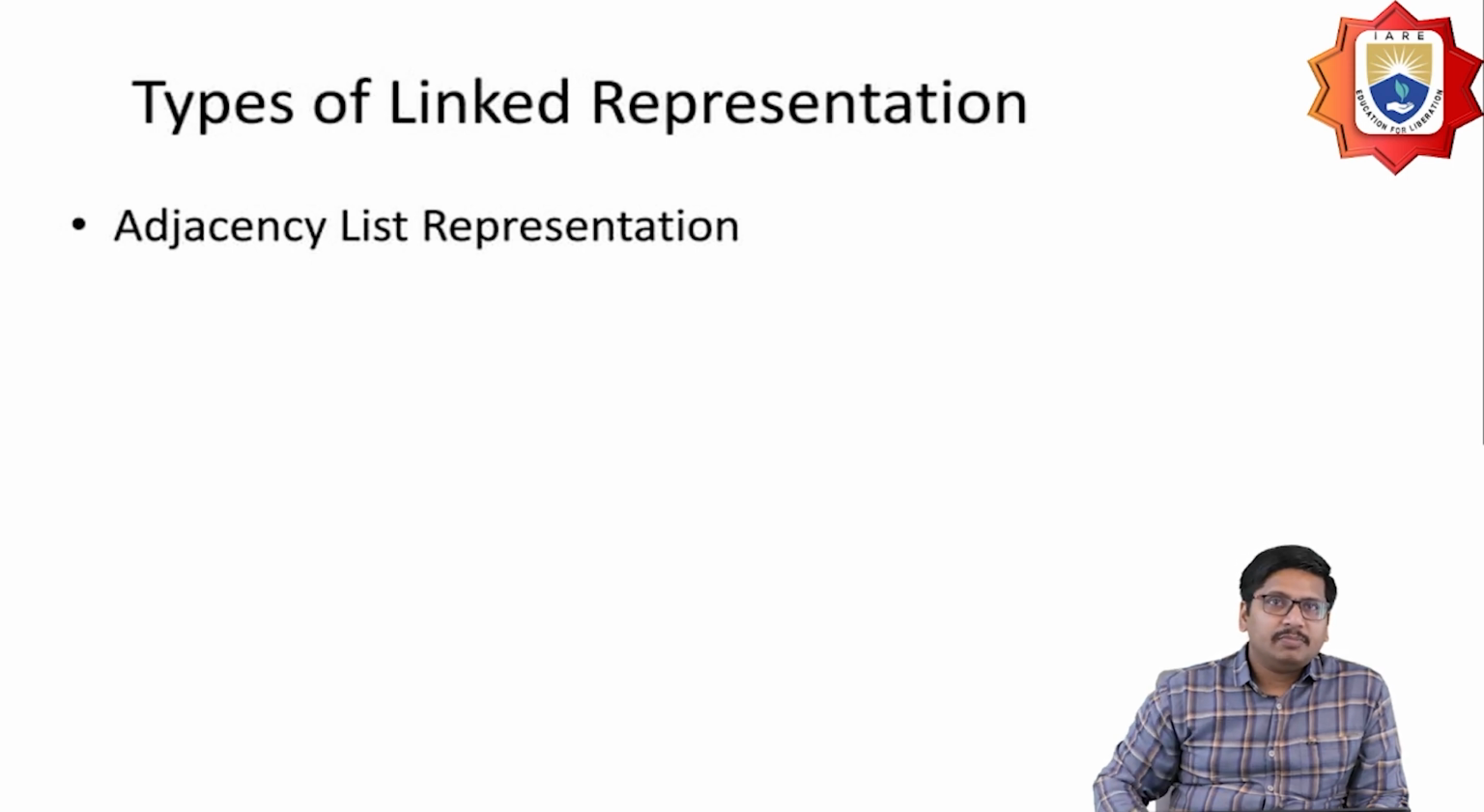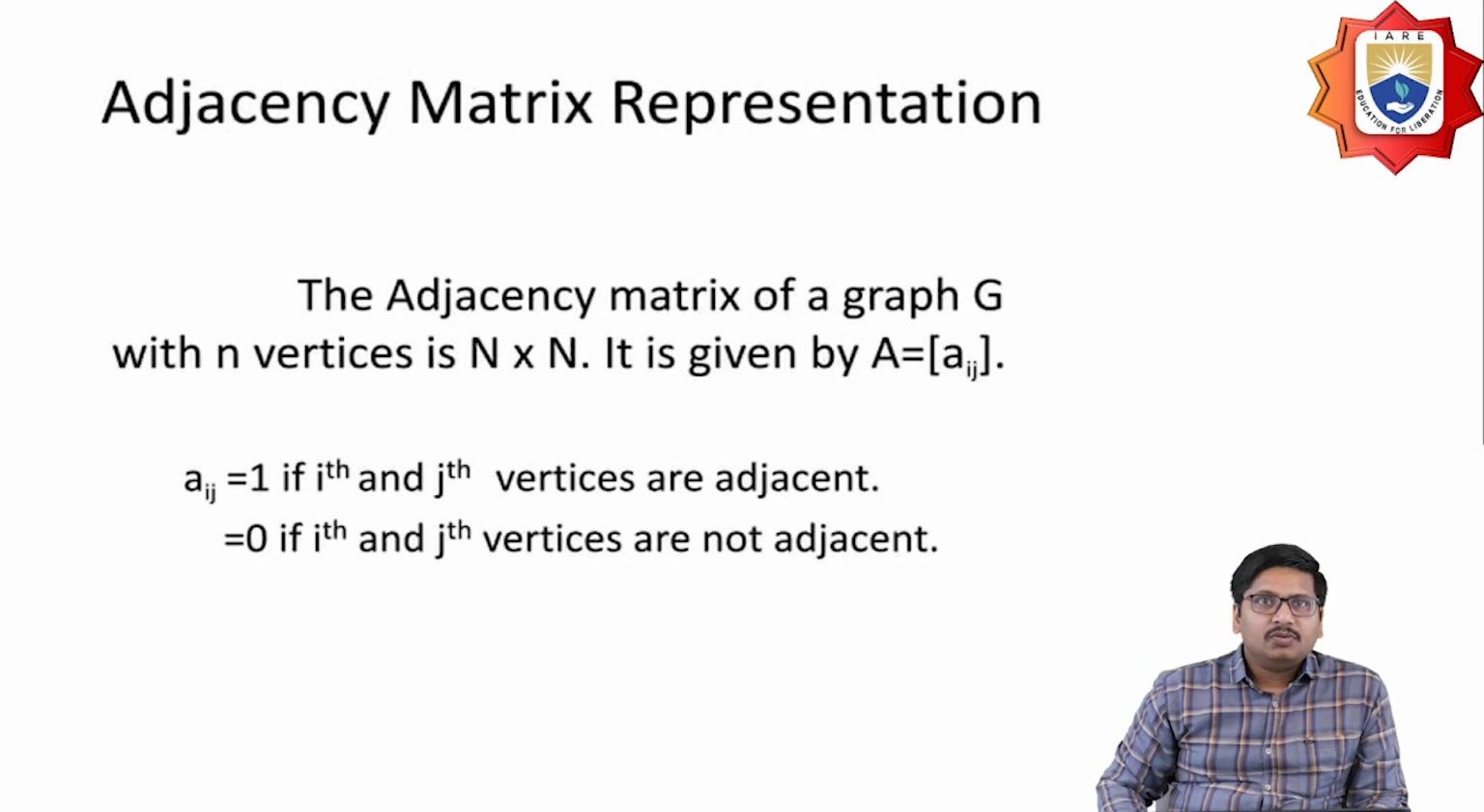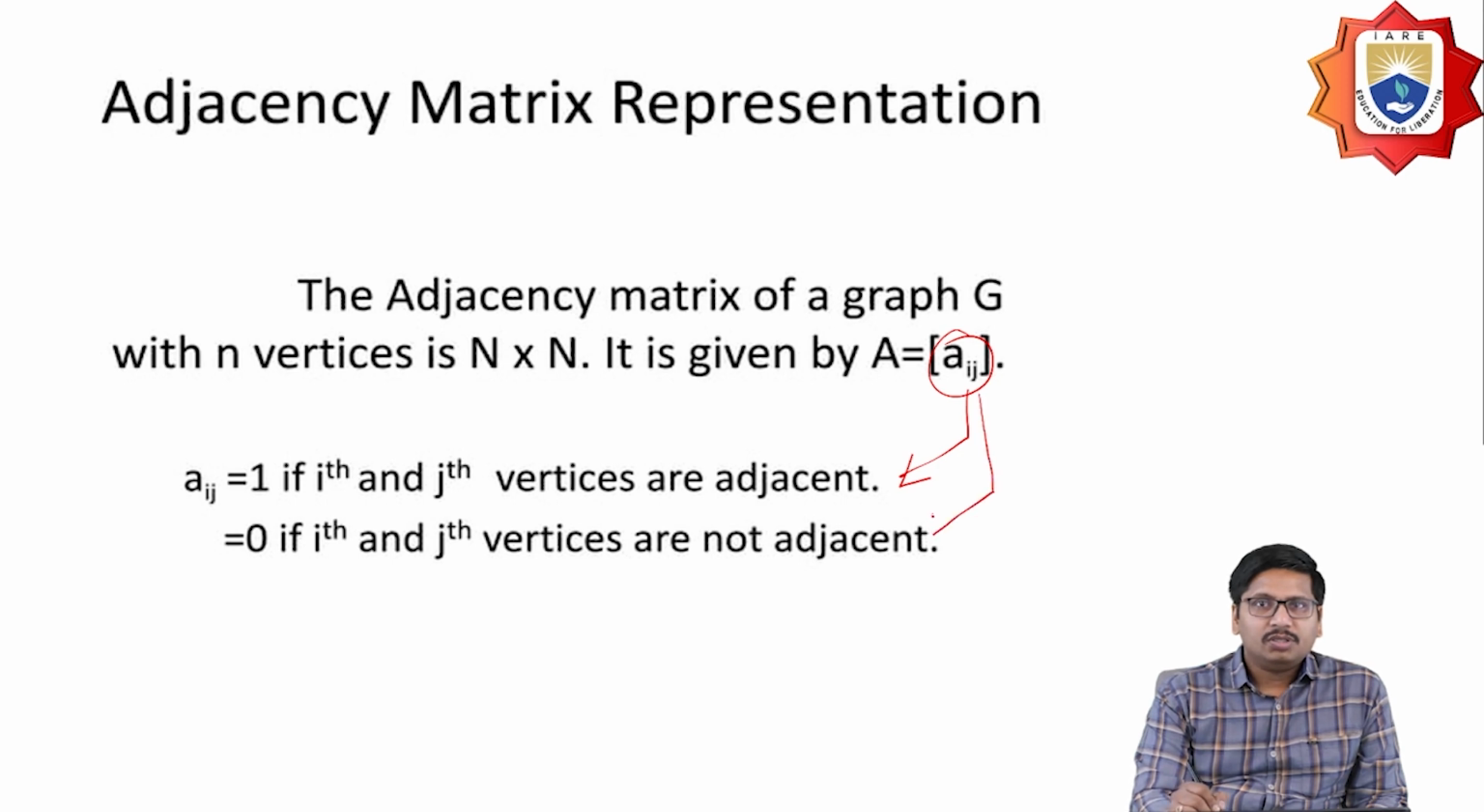First one is the adjacency matrix representation. So what is this adjacency matrix representation? It should be a matrix of the graph with n vertices, of size n by n. It is given by A equal to A of i j. This A of i j should be 1 whenever the two vertices are adjacent, and it should be equal to 0 whenever the two vertices are not adjacent.